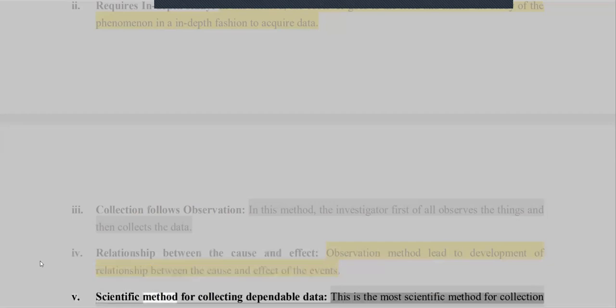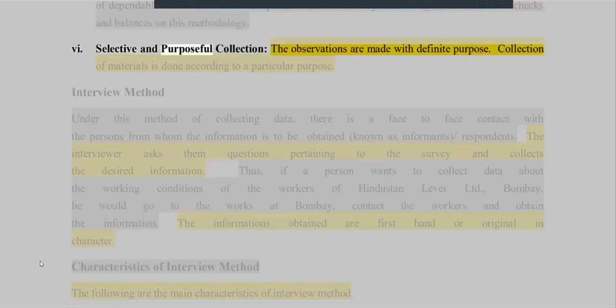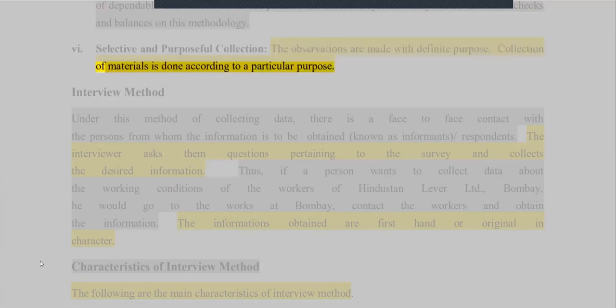5. Scientific method for collecting dependable data. This is the most scientific method for collection of dependable data. Observations are planned and recorded systematically. There should be checks and balances on this methodology. 6. Selective and purposeful collection. The observations are made with definite purpose. Collection of materials is done according to a particular purpose.